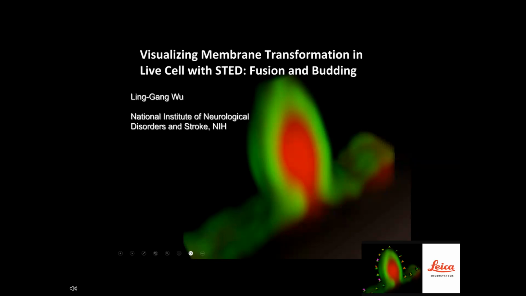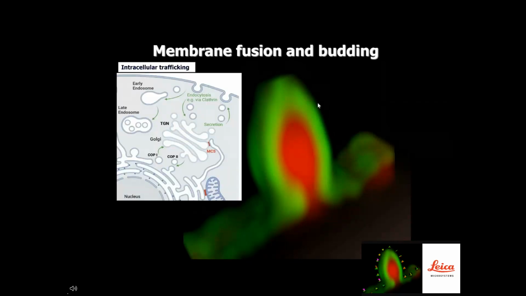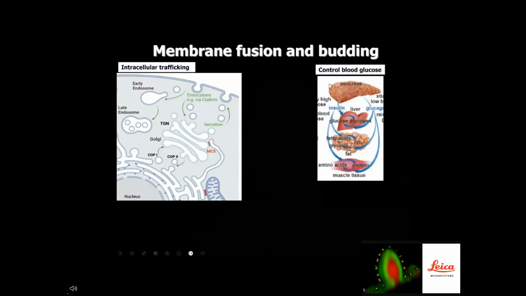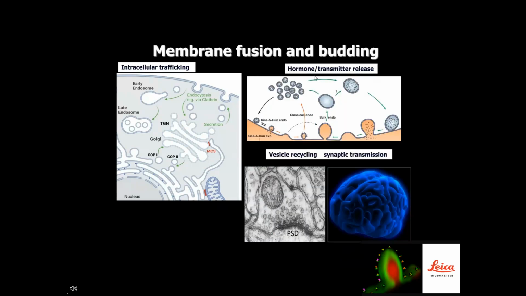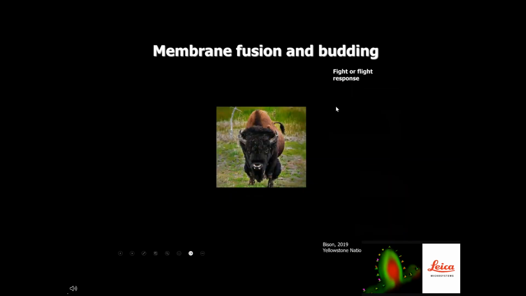Thank you very much for your introduction. Today, I'd like to share with you our journey towards visualizing the membrane transformation of fusion and budding. As you may know, fusion and budding is essential for every cell's life, like in the intracellular trafficking of the cells, in the regulation of the blood glucose levels that is relevant to diabetes, in viral infection, including the coronavirus infection, the COVID-19 pandemic, in the release of a transmitter that mediates the synaptic transmission essential for our brain's function, and in the fight or flight responses.